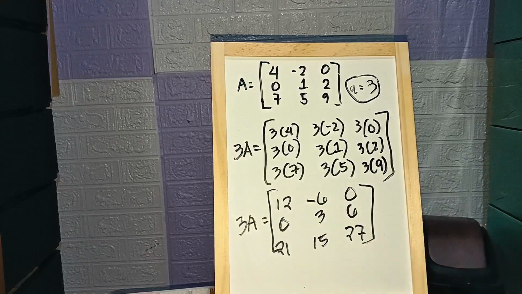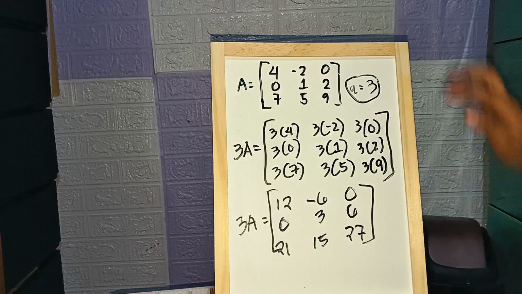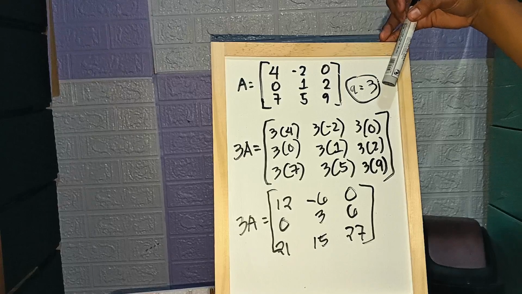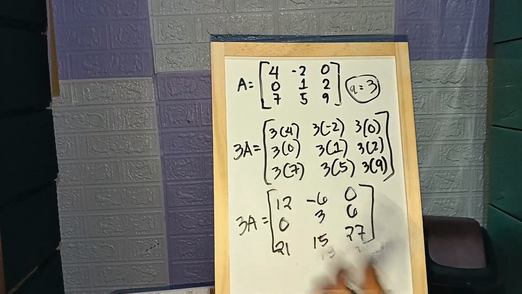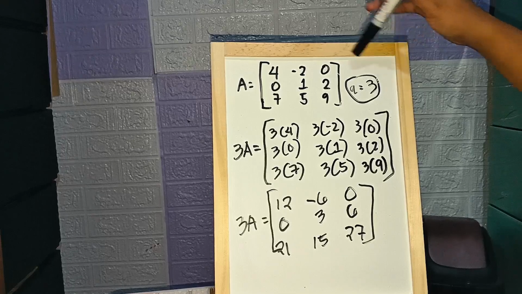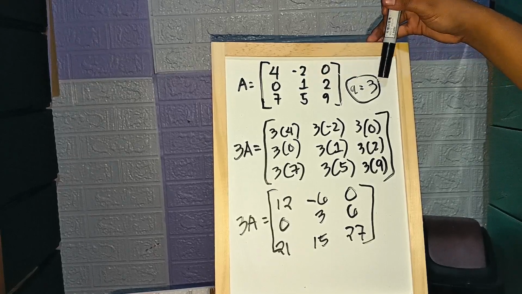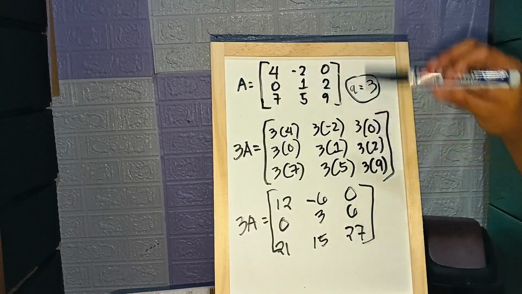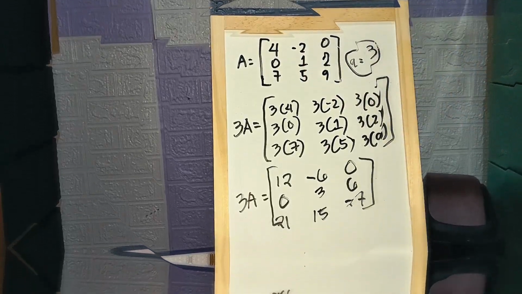And there we have it. 3A is simply each element of A scaled by 3. To recap, scalar multiplication means multiplying every element in a matrix by the same number or scalar, and this is a foundational operation in linear algebra.